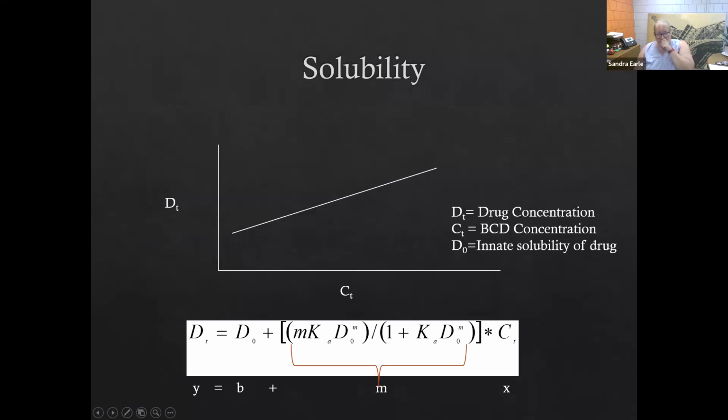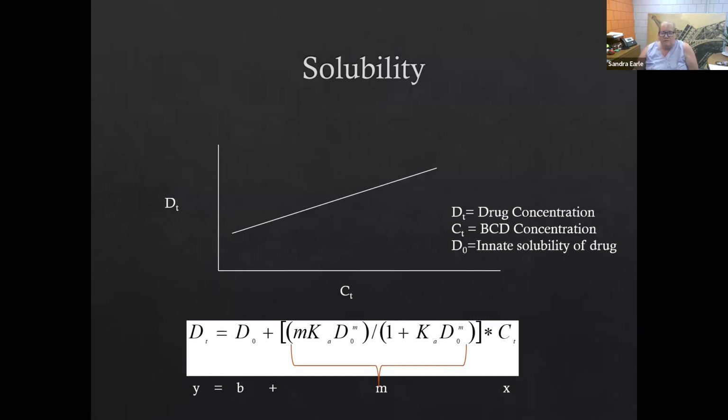Okay? So if we take the relationship and put it in a linear form as we have here, the drug concentration, so how high we can get this drug concentration, is going to be equal to the innate solubility, or D0, which is the y-intercept, right? So y equals mx plus b. So this is the y-intercept, or the innate drug concentration. The x is going to be the concentration of beta cyclodextrin we have. So this is our x. This is our y, this is our x, right?